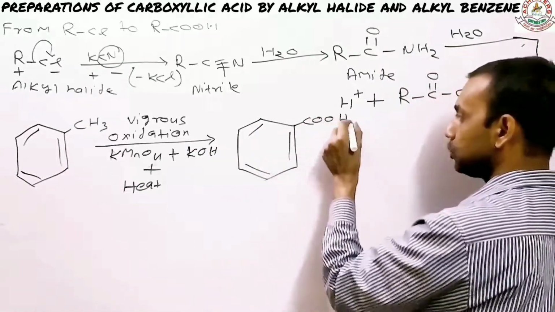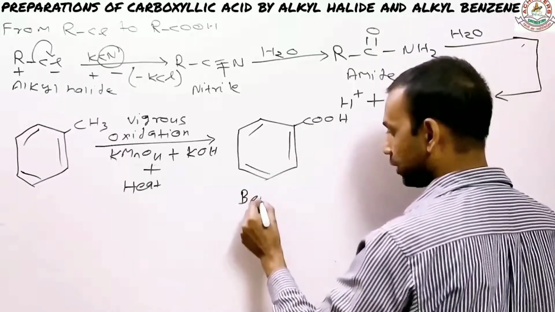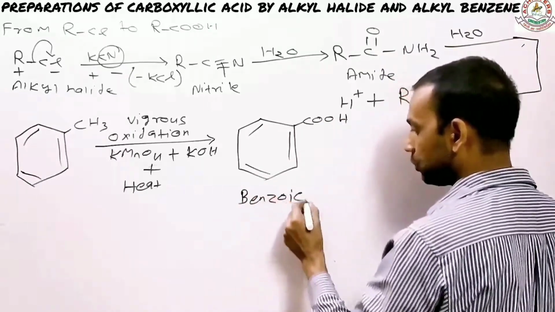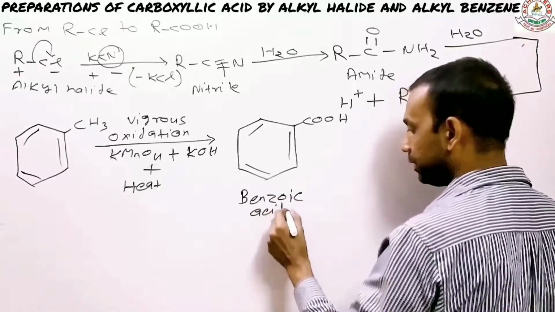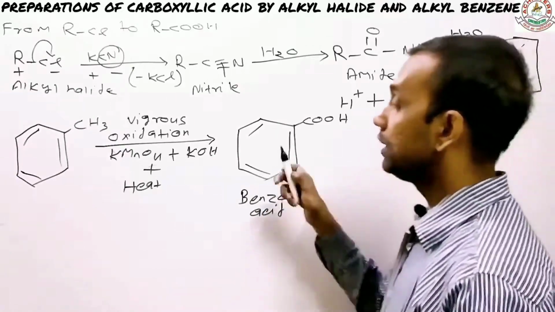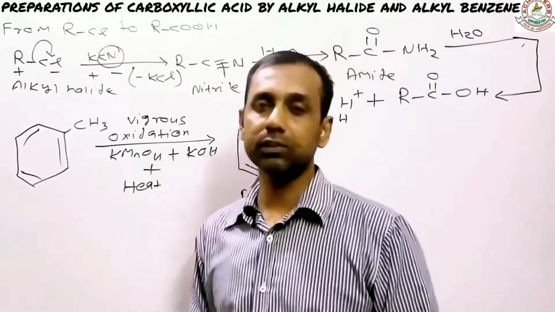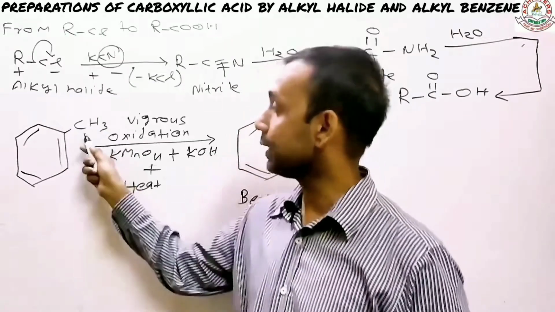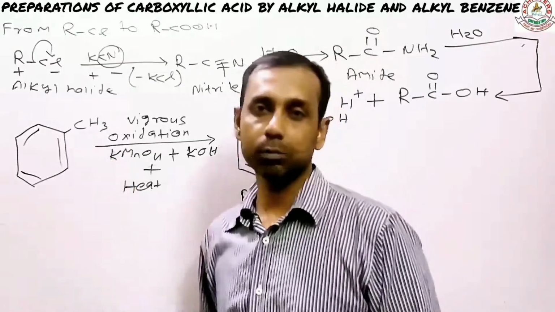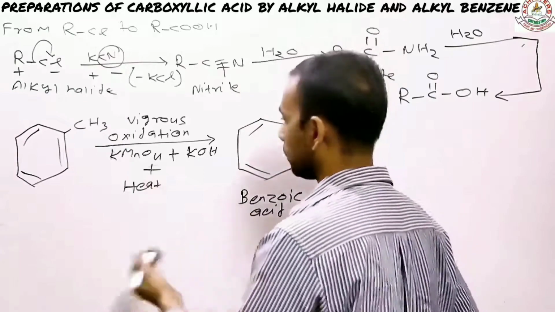This is called benzoic acid. So this is another very important conversion you're going to have. Like I was saying, this requires quite a vigorous oxidation condition where the entire side chain converts into a carboxylic acid. Let's take another example from the same topic here.